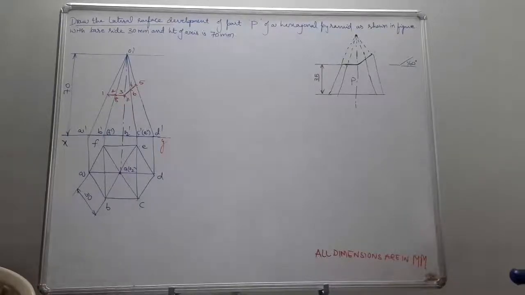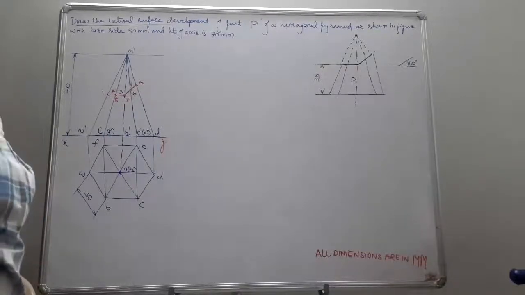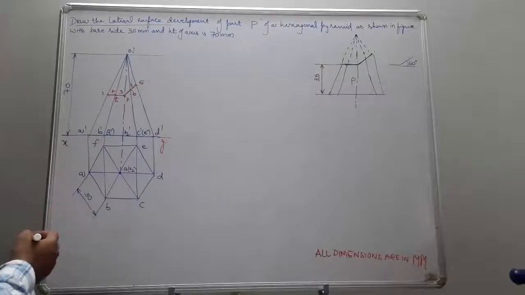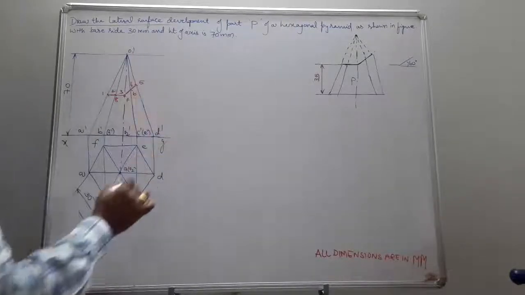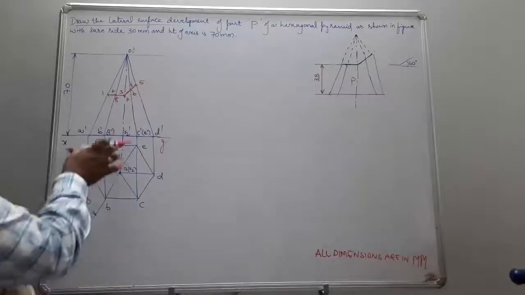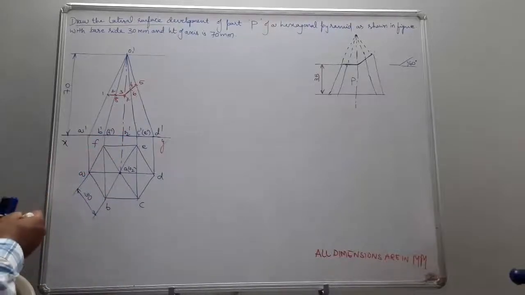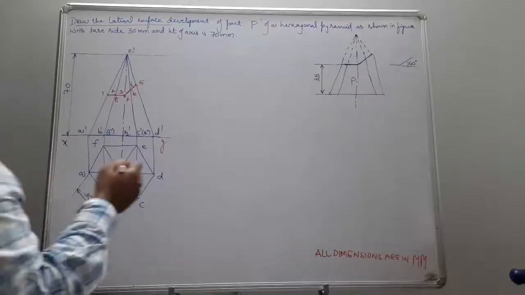Let us take the true slantage. What is the true slantage here? OA and OD are the true slantage. So I just consider my OA as my true slantage.